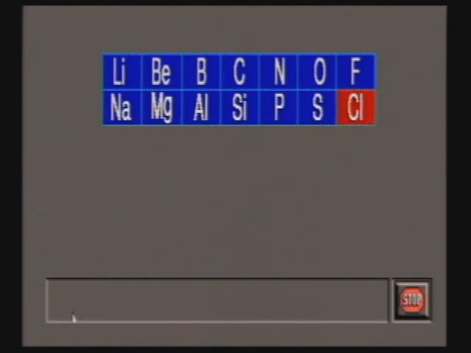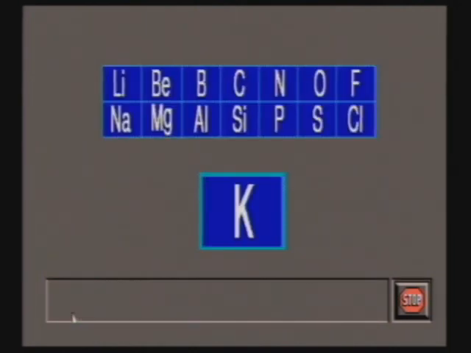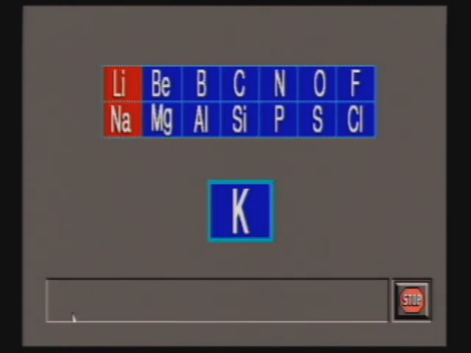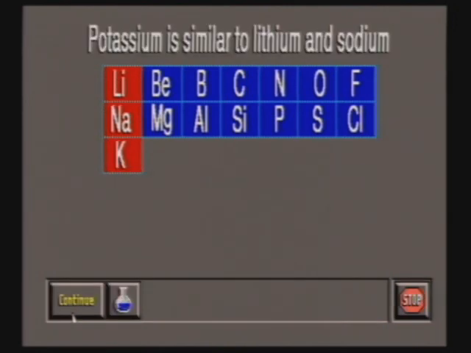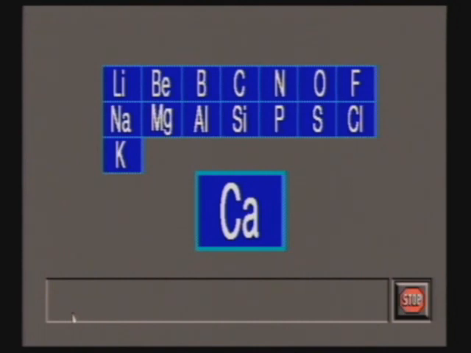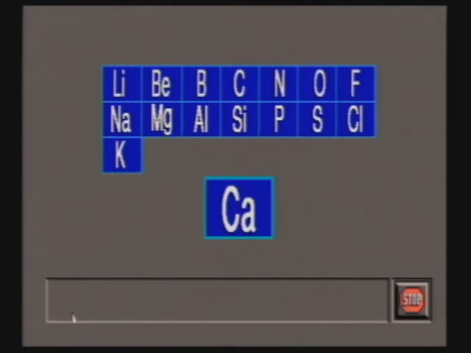Chlorine shares many characteristics with fluorine. They are both gases, both react violently with sodium, and the compounds they form are very similar. Potassium is like lithium and sodium in many ways, so Mendeleev began the third row with potassium. Mendeleev continued placing elements in rows according to atomic mass and in columns according to similar properties.